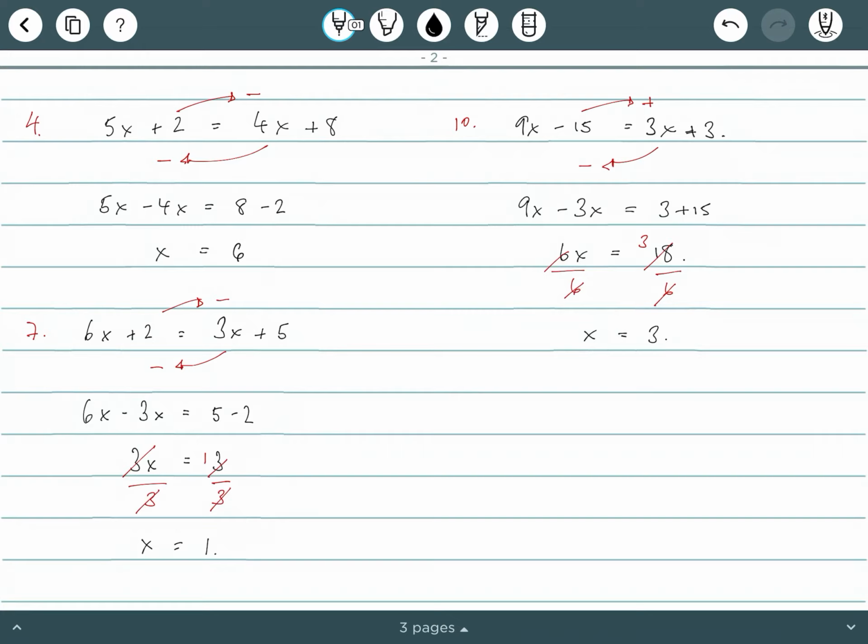Again, lads, I want to see these steps so I know you know what you're doing. A few of you are just giving me back the answer, what x is.